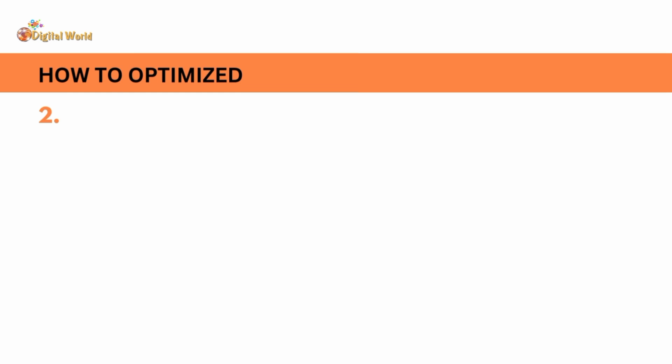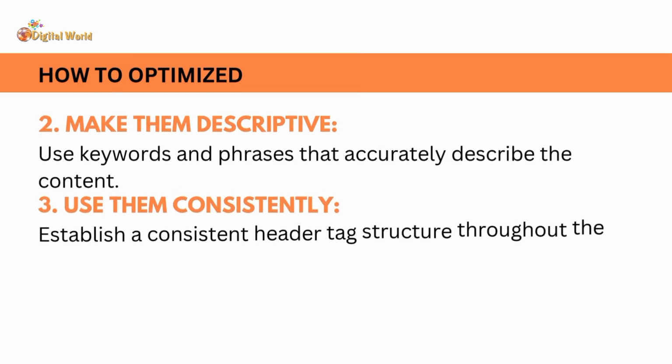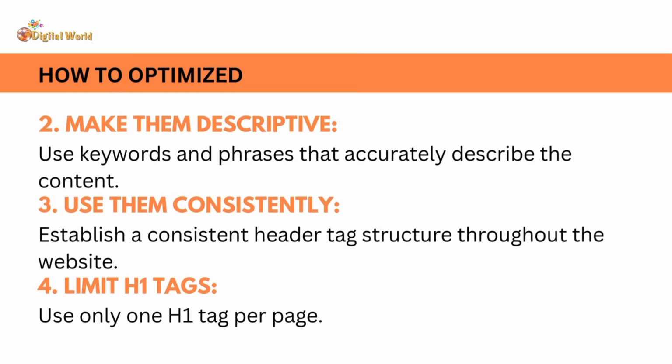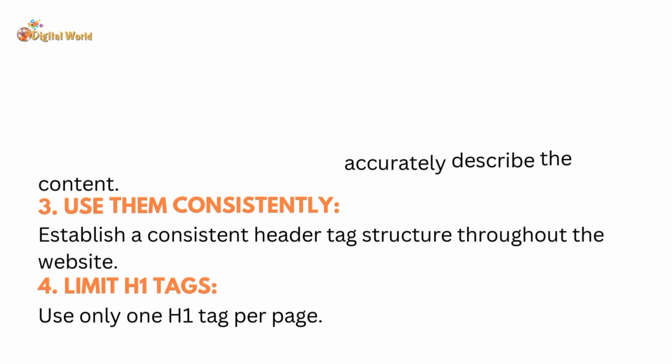Number 2. Make them descriptive. Use keywords and phrases that accurately describe the content. Number 3. Use them consistently. Establish a consistent header tag structure throughout the website. Number 4. Limit H1 tags. Use only one H1 tag per page.